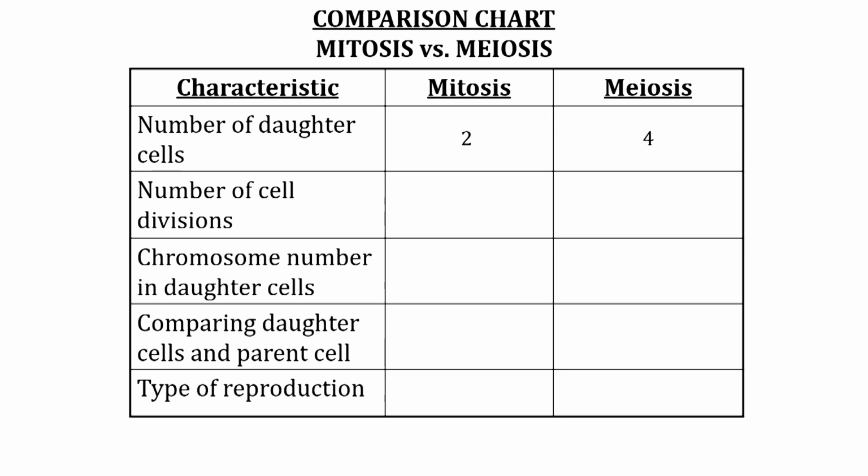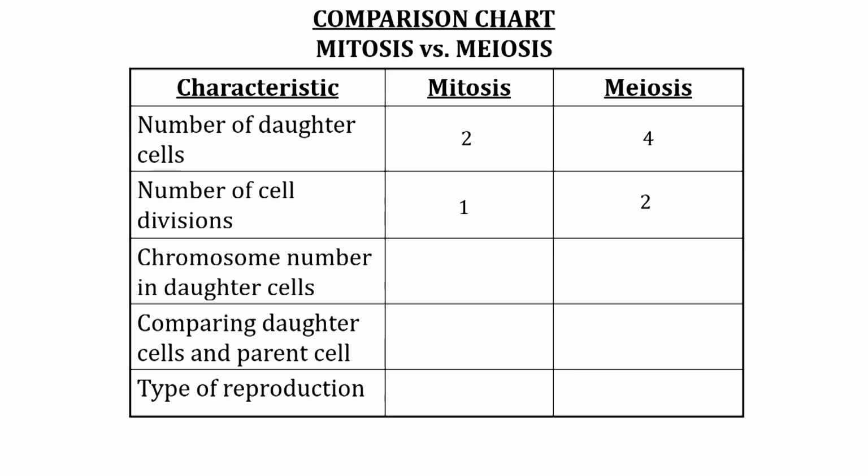How many cell divisions do we have in mitosis? In mitosis, the cell only divides 1 time, right? Because you're starting with 1 and you're ending with 2, so you're dividing it once. How about with meiosis? How many cell divisions are there? In meiosis, there are 2 cell divisions, and again, that's because you're starting with 1 and you're ending with 4, so you divide it twice, right?